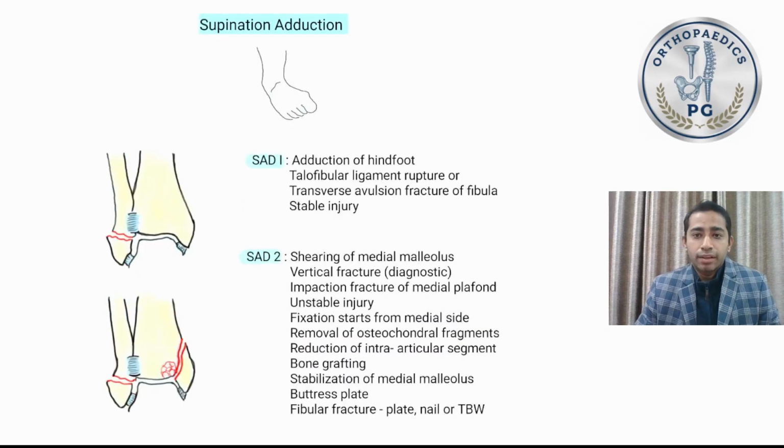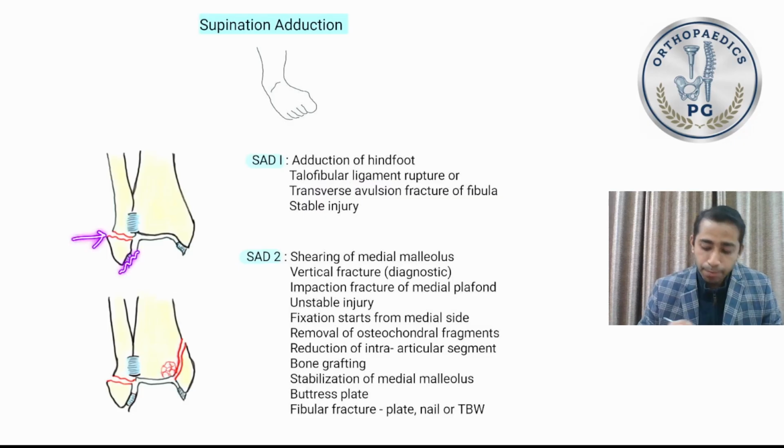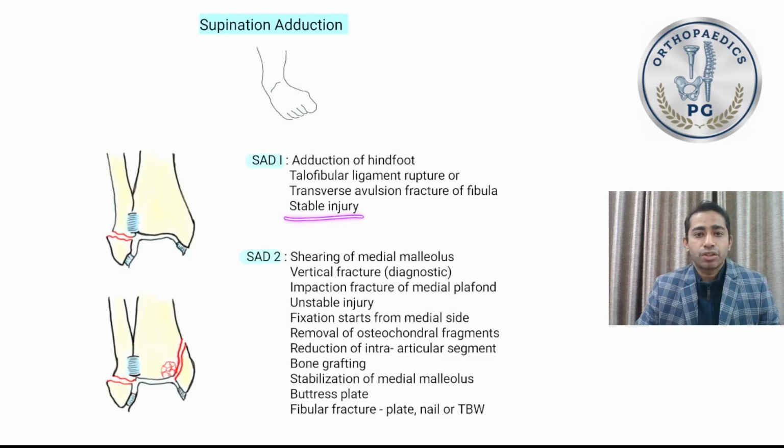Coming to the next type, which is supination-adduction. Again, it is supination, so the injury will start from the lateral side. So the adduction of the hindfoot will cause a talofibular ligament rupture or a transverse avulsion fracture of the fibula. So either a talofibular ligament rupture or a fibular fracture. This is again a stable injury.